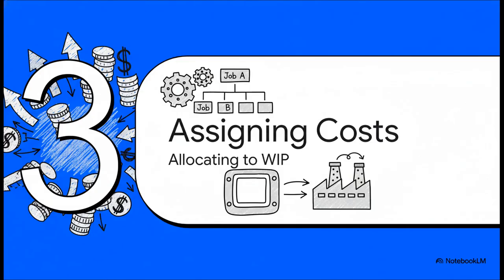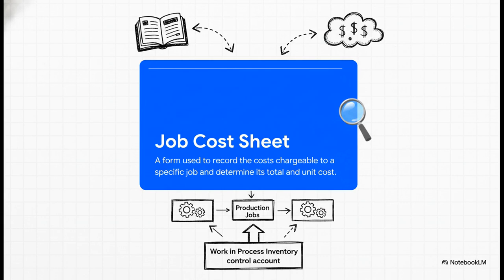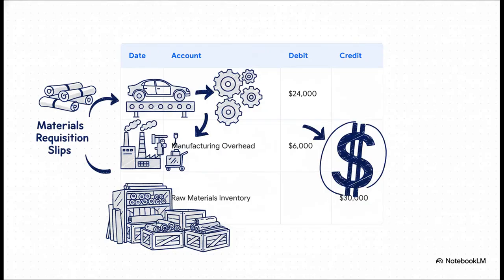All right, so having accumulated these 3 distinct cost pools, we now arrive at a crucial step, assigning these costs to specific jobs currently in production. This is where the costs begin their journey into the work-in-process inventory account. The central document that facilitates this process is the job cost sheet. You should view this as a subsidiary ledger for the work-in-process account. Its purpose is to record and summarize all manufacturing costs, materials, labor, and overhead that are chargeable to one specific job.